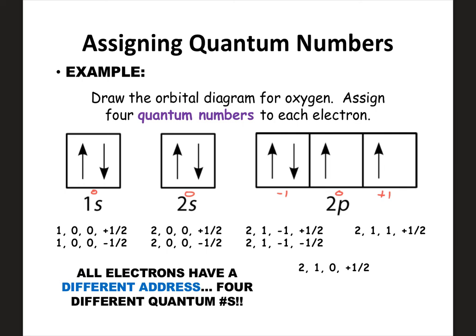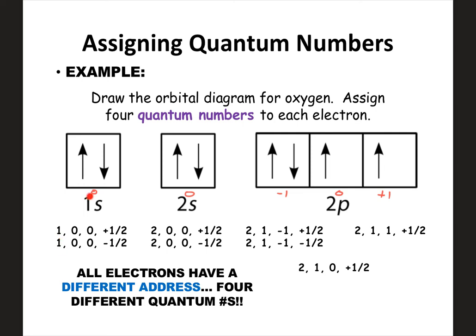All right, so if we look at this first electron here, the ML value is just going to be 0. And because the electron is going up, it's plus 1/2. The second electron here in the 1s is pretty easy because the first three numbers are going to match and be exactly the same. It's the last number that's going to be different.